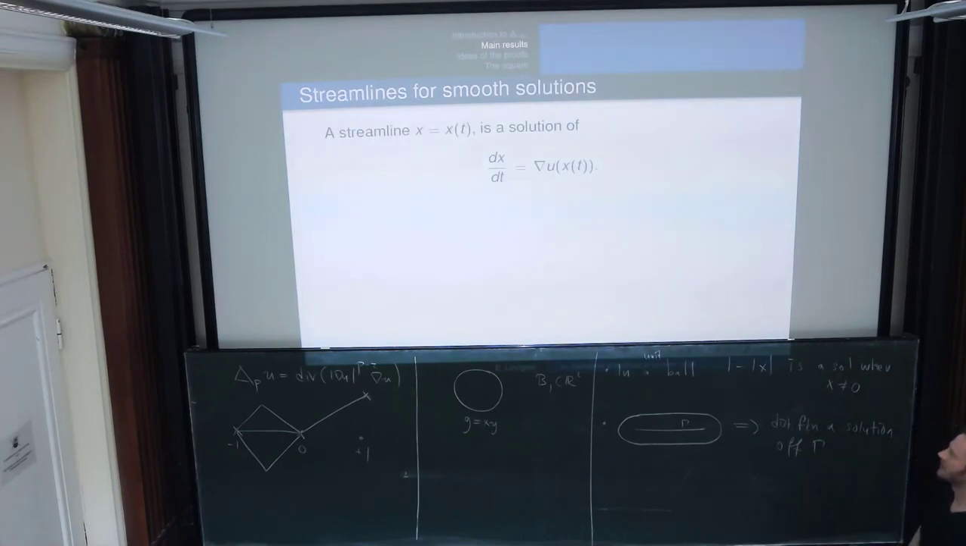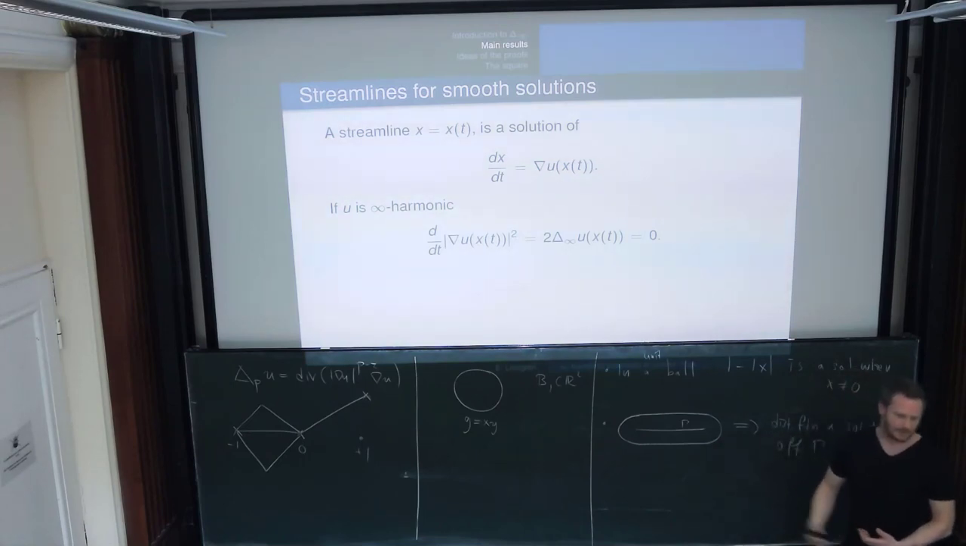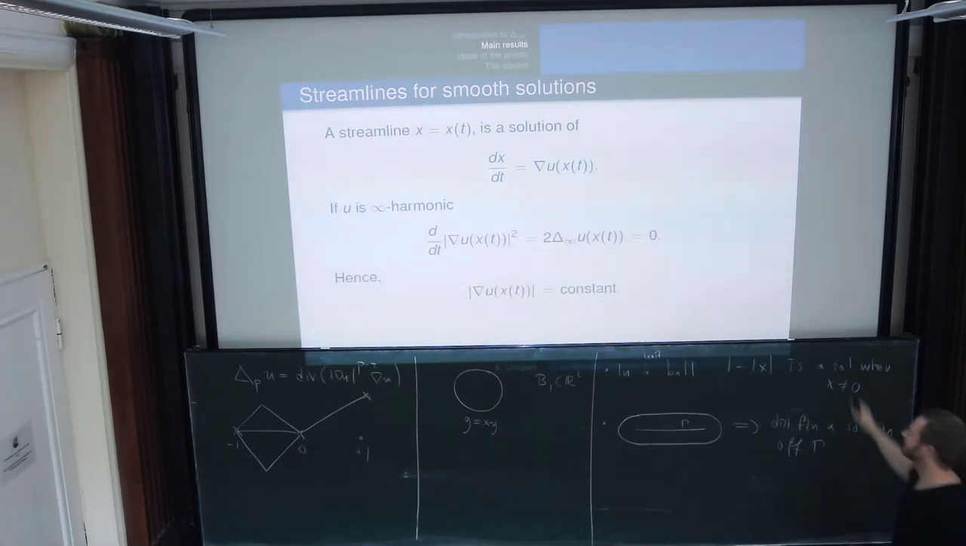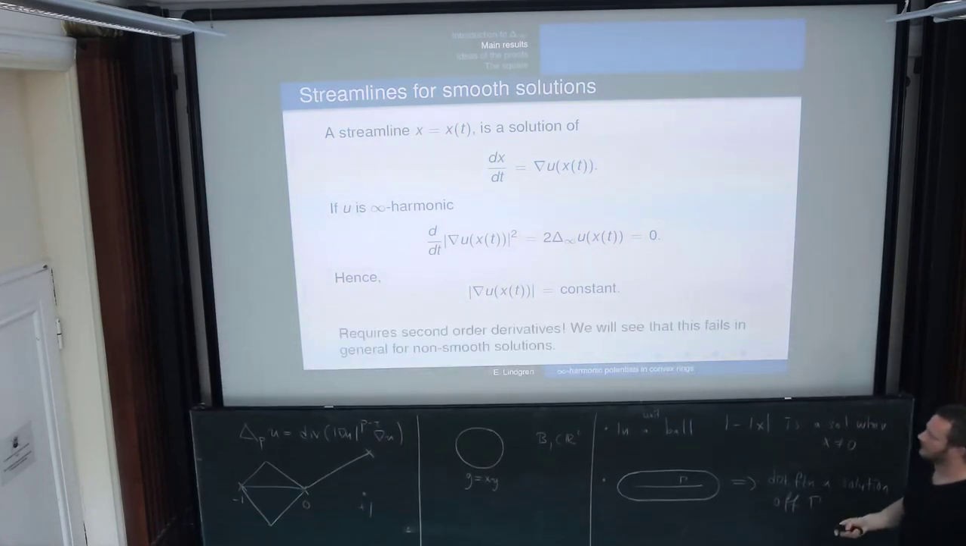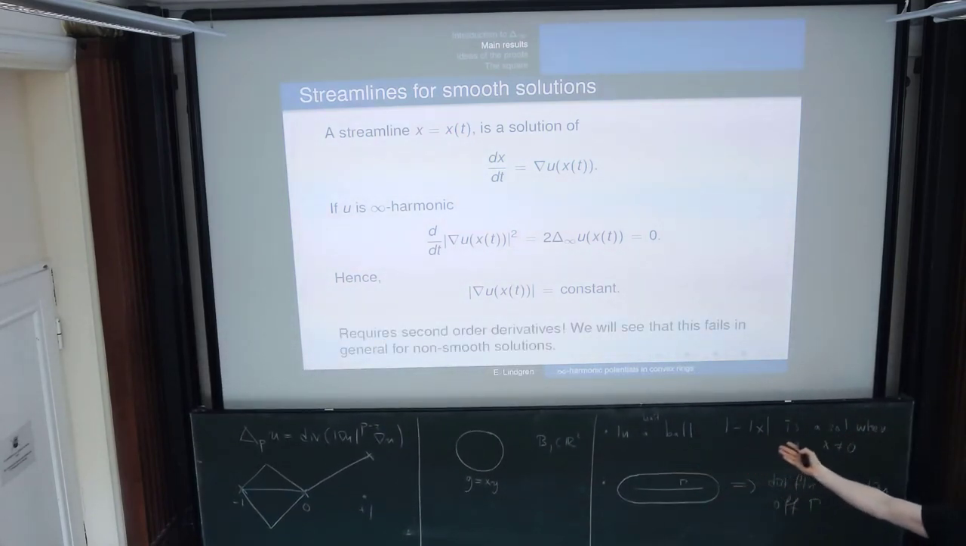Okay, so another interesting property is that if you look at the streamlines, and streamlines are very central in what I'm going to say and what follows. If you take a solution and a streamline, x of t, and look at what happens with the gradient along the streamlines of a solution, you compute this and see that it is just 2 times the infinity Laplacian at the point on the streamline. So it's zero if the solution is smooth. Otherwise, it's not clear that you can make sense of this. So this is constant. But this requires, of course, second-order derivatives to justify.